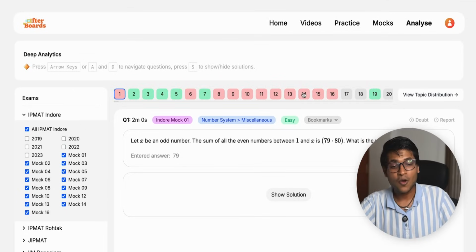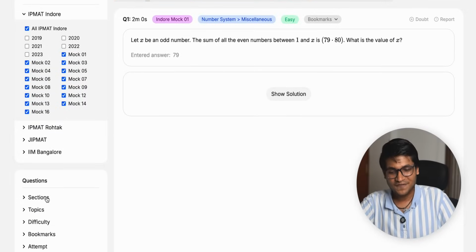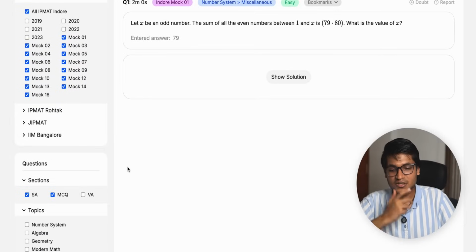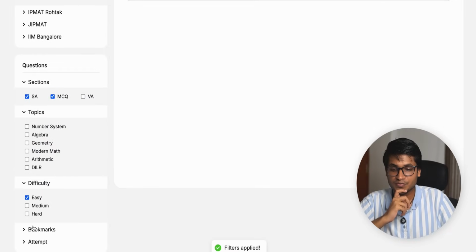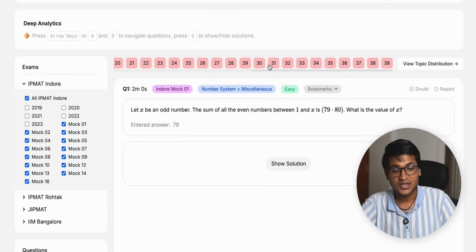So now we get to see all the questions of the mocks. But here's the best part. I can filter to just show me the short answer and MCQ section. I can ask it, I don't want to see things topic-wise right now. I want to see all the easy questions that I got wrong and then learn from the solutions in one particular place. There are 39 different questions.